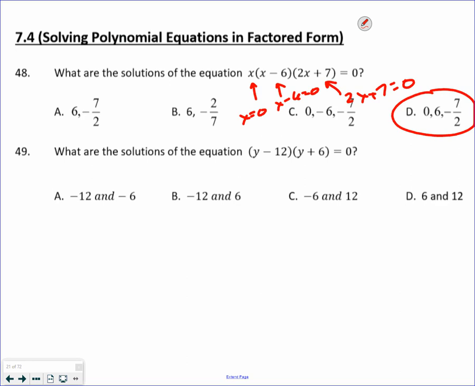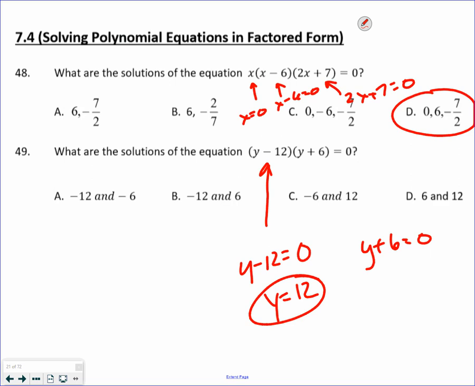Be careful again. C and D are very close to each other. And if you're not careful, you'll get the wrong answer. So the next one, I got a little more space here. Y minus 12 equals 0. Y plus 6 equaling 0. So I solve this. I get y to equal 12. Y to equal negative 6. C is the correct answer.